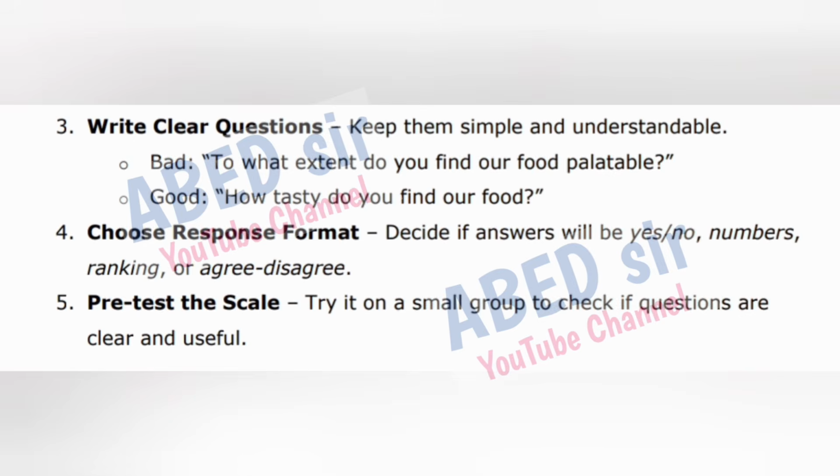3. Write clear questions. Keep them simple and understandable. Bad: to what extent do you find our food palatable? Good: how tasty do you find our food? 4. Choose response format. Decide if answers will be yes, no, numbers, ranking, or agree-disagree. 5. Pretest the scale. Try it on a small group to check if questions are clear and useful.